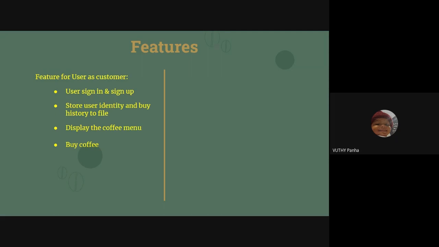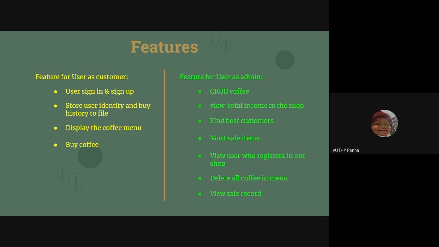Plus, for the user as admin, they are able to implement actions like CRUD for coffee, which actually means they can make changes on coffee data, as well as delete a coffee from data in case that coffee runs out of stock. Otherwise, change price on a specific coffee. They are also able to view total income in the shop, view the best customer, view most sold item, access and view users who registered to the shop, as well as view seller record, which is simply called sell history.